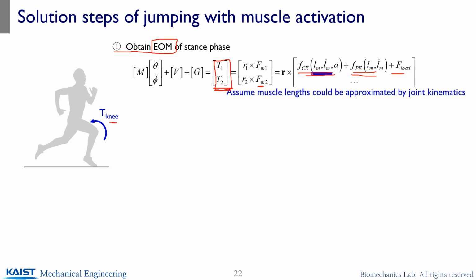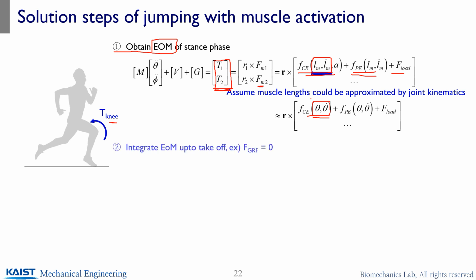And those introduce the muscle length dynamics, but to try to make the problem simple, we are going to assume that those relationships for the muscle lengths could be approximated as joint angles, okay, the joint kinematics. So we'll reduce the state variables for the muscle length.